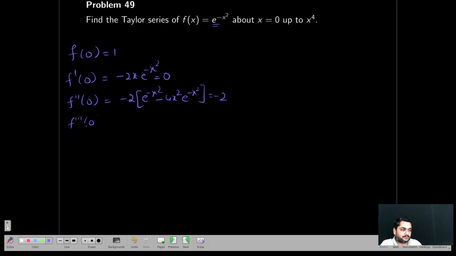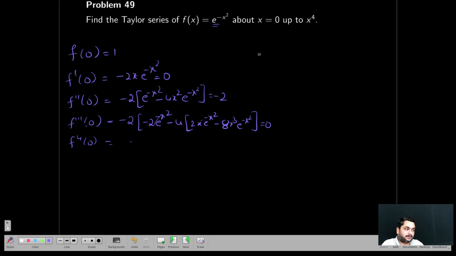Similarly, f triple dash of 0. So we will get this as minus 2 common, minus 2 e power minus x square, then minus 4 into 2x e power minus x square minus 4x square into, so it will be 8x cube e power minus x square. So you put 0 here, this will be 0, this will be 0 and this will be 0. So this will be again 0. So we calculate something like this.